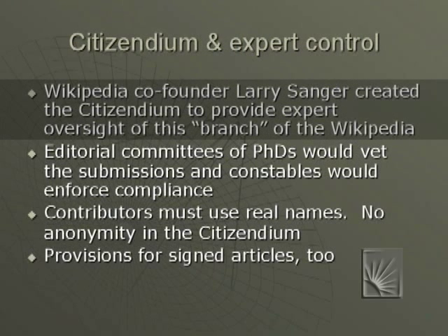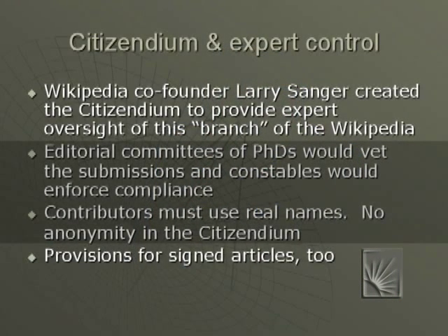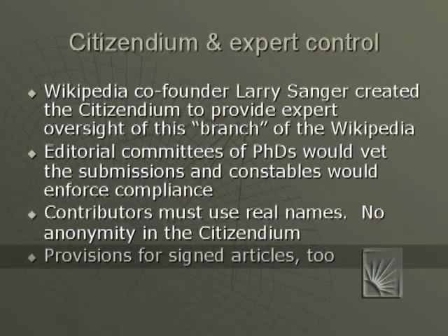Now, the Wikipedia co-founder, Larry Sanger, had also created something called the Citizendium. He branched the Wikipedia. He took the whole Wikipedia, made a copy of it, and then brought in an expert group of PhDs who would oversee how things happened. And the editorial committee would vet the submissions, and they had constables that would go around and shake up people who weren't behaving. And they would know who they were because everybody had to use their real name. It couldn't just be anonymous. If they were going to contribute, we had to know who they were. And there was also some provision for signed articles, so they weren't just a generic encyclopedia article with nobody's name attached to it. There could be, in some places, signed accountable articles.